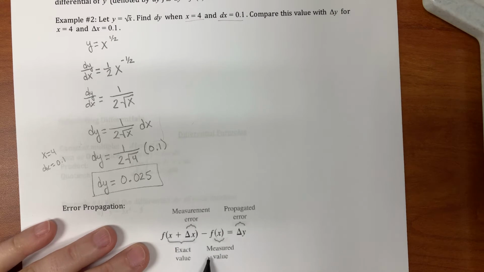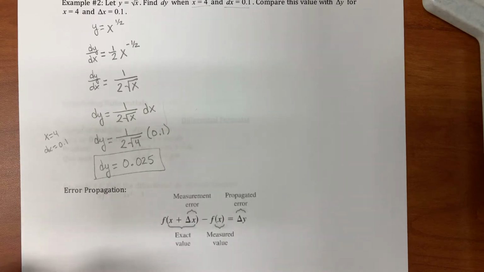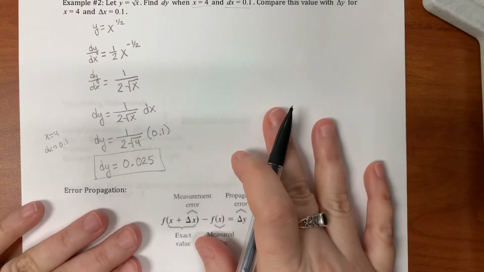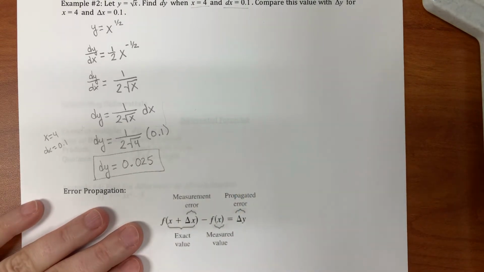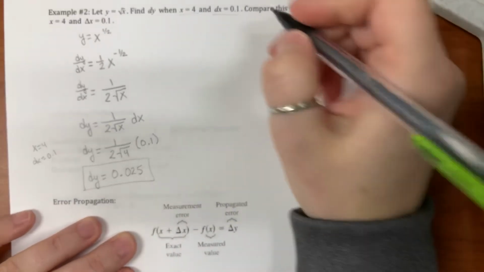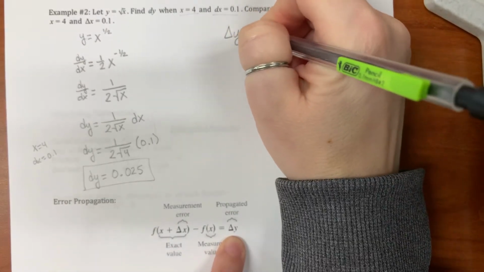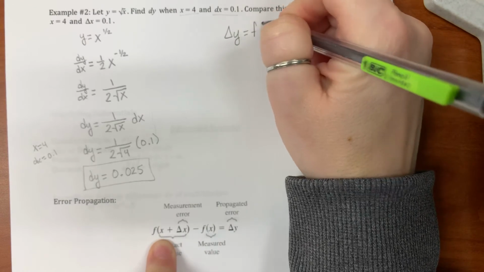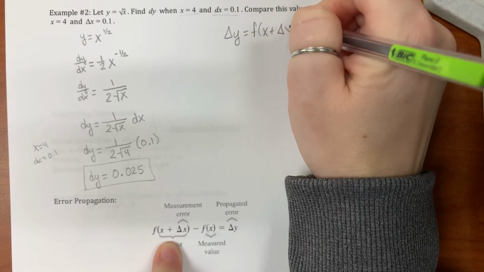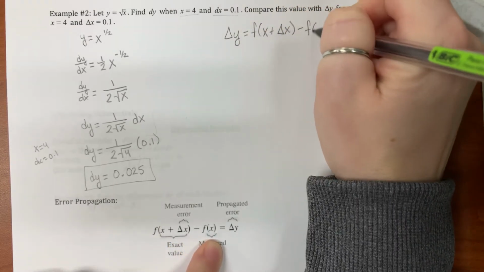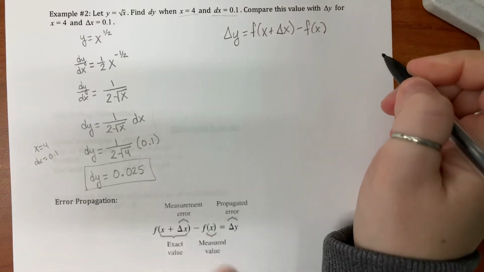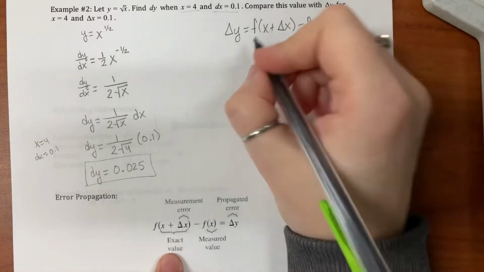So earlier when we found that table, the further and further we get away, the more we're off. That's what I'm finding here. How much off am I going to be? So this change in y, I'm going to write it kind of backwards. The change in y equals f of x plus change in x minus f of x. That's the formula that tells me what this is.